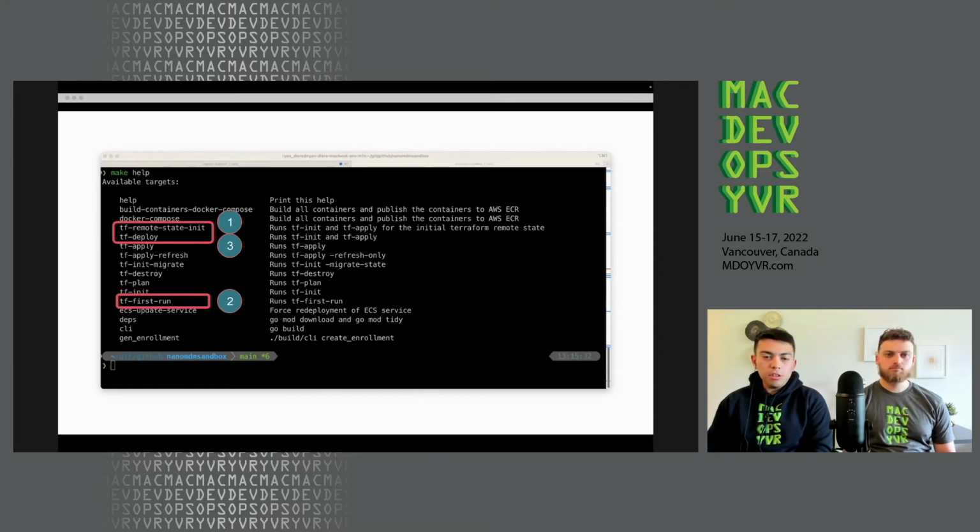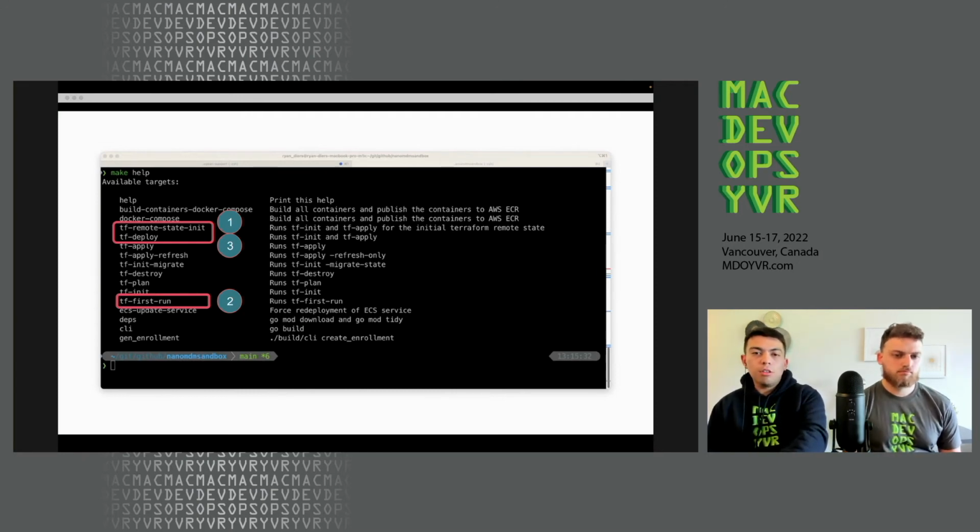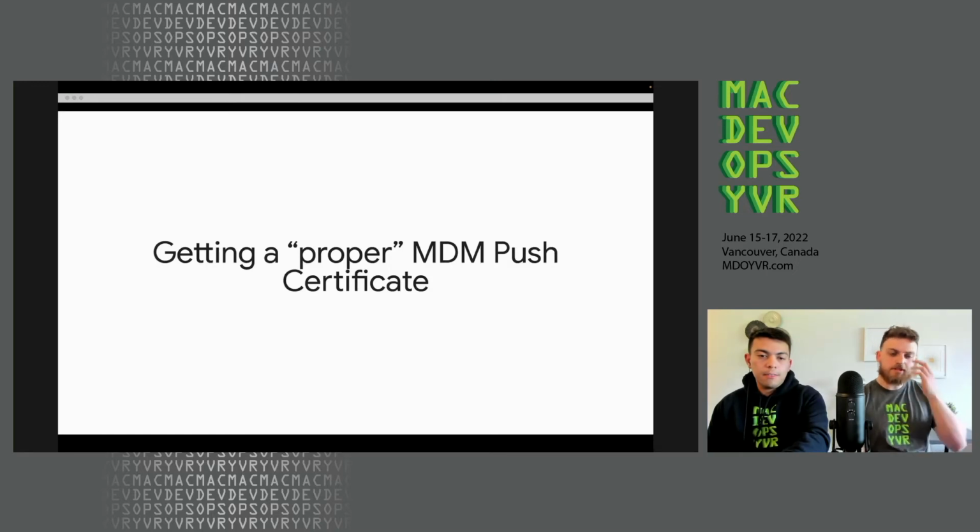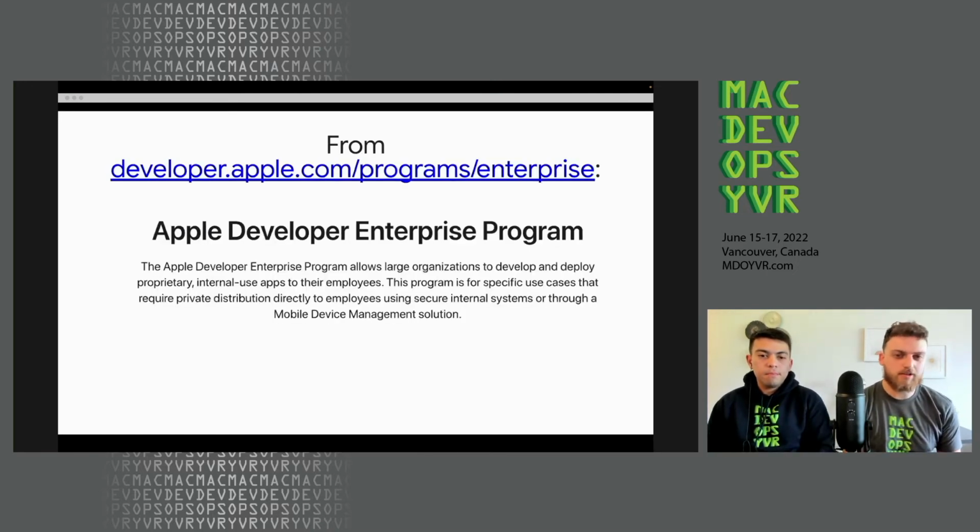Now I'm going to transition this over to Brandon to talk about one important necessary external dependency called Apple MDM push certificates. And he'll go over how to procure one and the route we took to get an MDM push certificate. So first I'm going to talk about the proper way to do this, and then I'll talk about why me and Ryan went a different route.